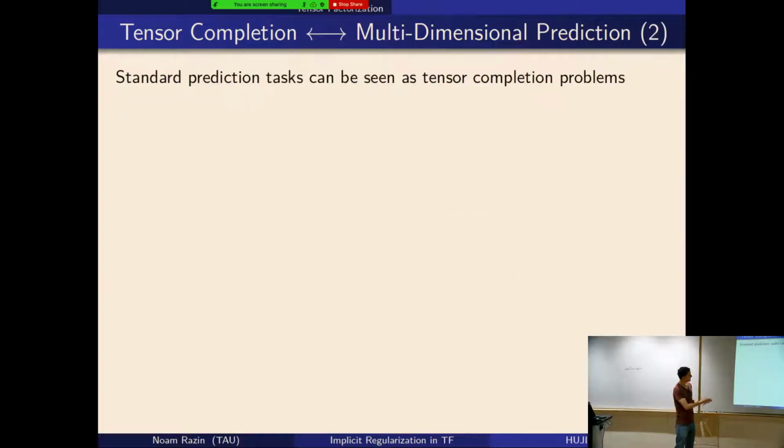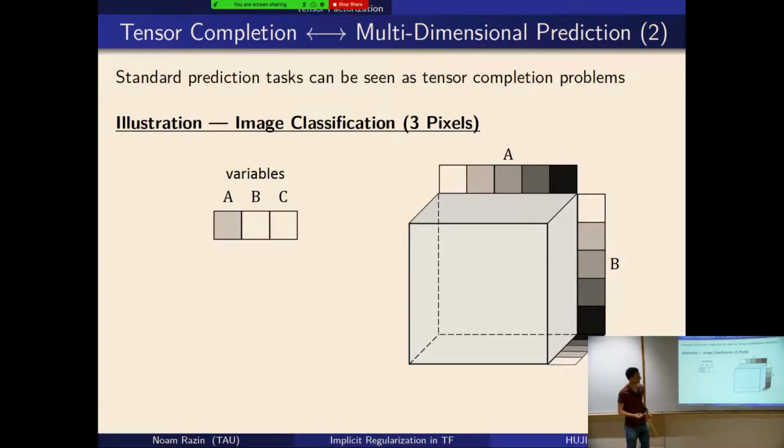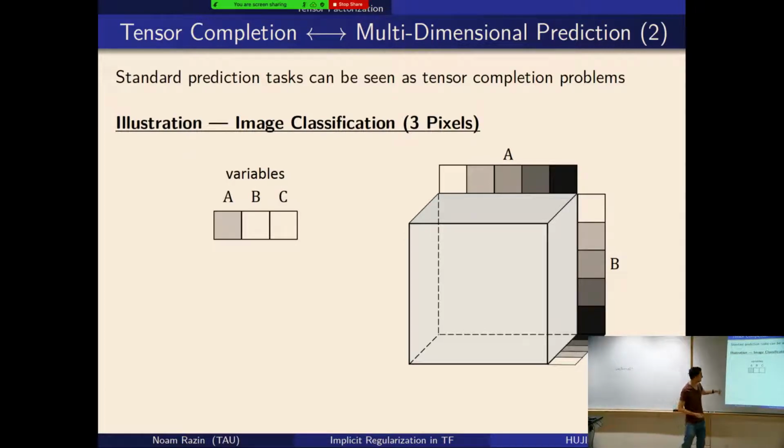Now, the nice thing is that this also goes the other way around. We can look at standard prediction problems as tensor completion tasks. To better illustrate this, consider the following super simple image classification problem, where each image has only 3 input pixels for the sake of illustration. As you can see on the right here, the corresponding tensor completion problem is of order 3. The number of axes matches the number of input variables. And the dimension of each axis corresponds to the number of different values that each one of these variables can take. Here it's 5 different values for 5 grayscale values.